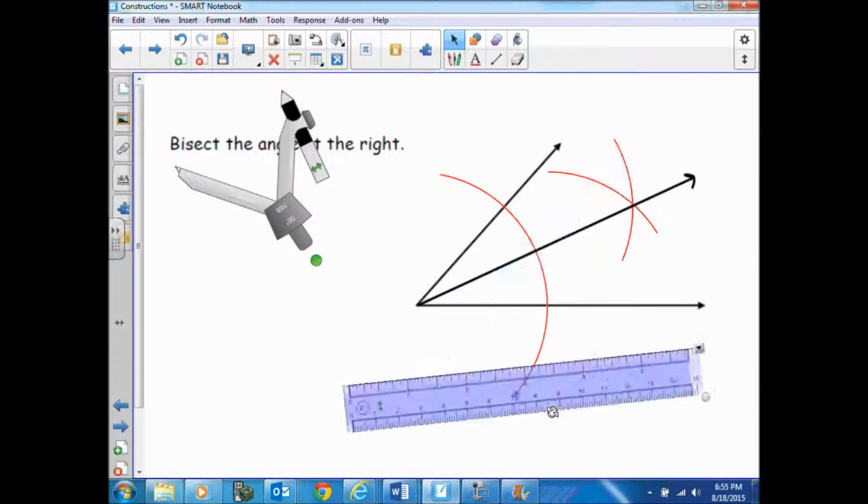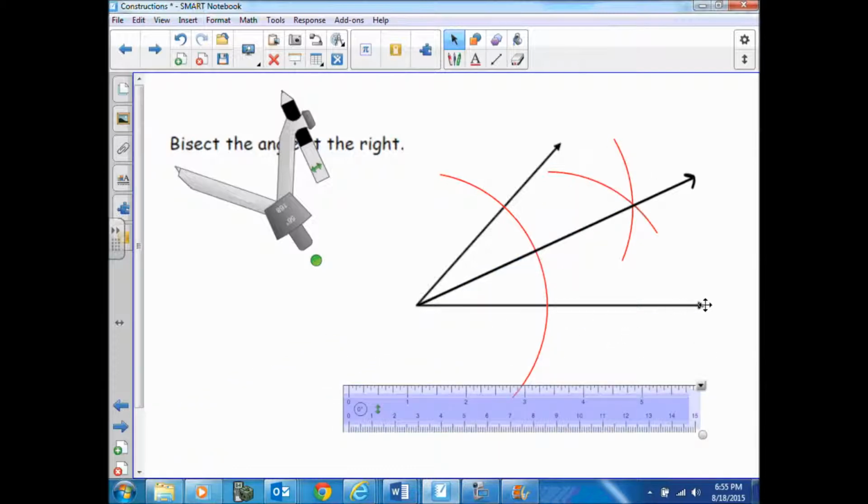Okay, so now what we've created is two equal angles. We didn't label them with letters, we could have. But we have two equal angles. So this angle and this angle are both the same. They are congruent.